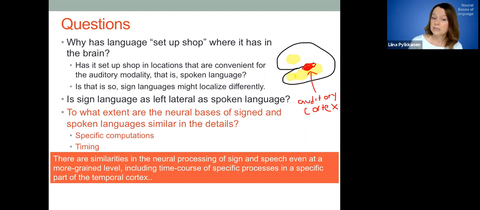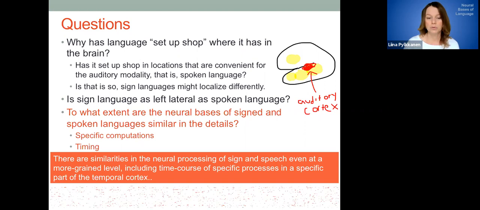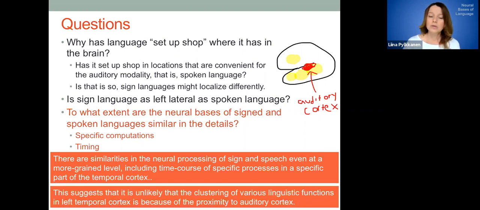So there are similarities in the neural processing of sign and speech, even at this more fine-grained level, including the time courses of specific processes in specific parts of the temporal cortex. So here we were in the very anterior part of the temporal cortex. So this main question that I set out to ask is, of course, a big one and a really complicated one, but these kinds of data suggest that it is unlikely that the clustering of various linguistic functions in the left temporal cortex is because of the proximity to auditory cortex. We seem to be able to find similar results also for sign language.